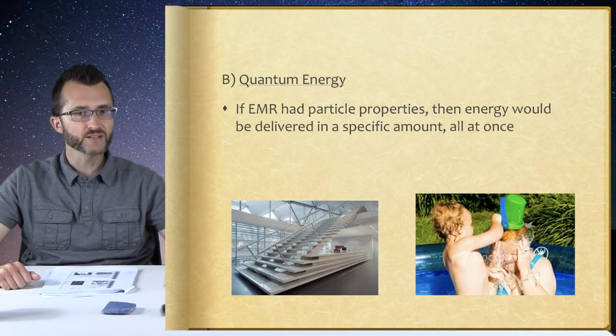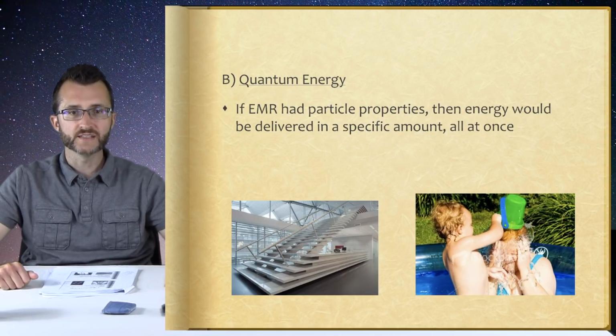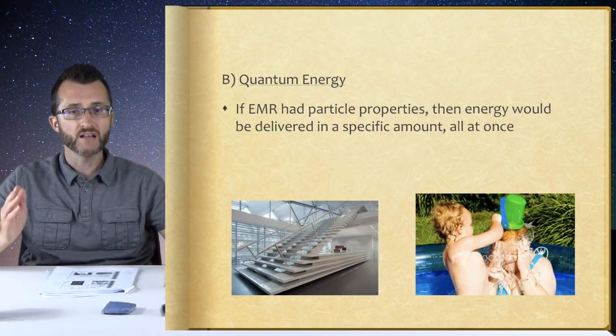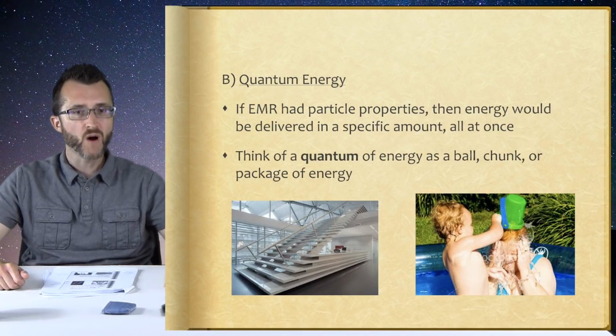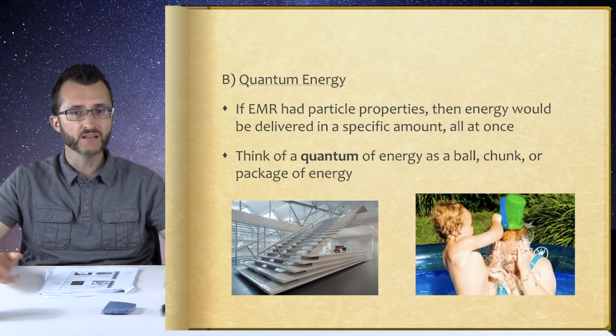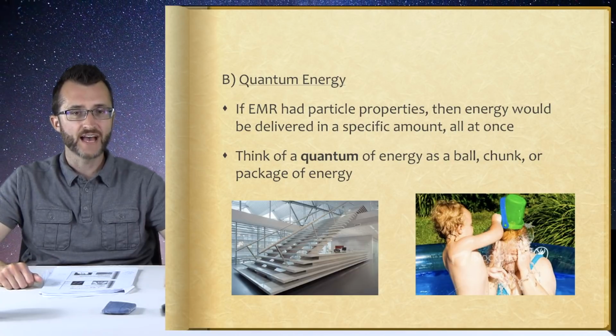Quantum energy. If EMR had particle properties, then energy would be delivered in a specific amount all at once. Think of a quantum of energy as a ball, chunk, or package of energy. So quantum energy, unlike continuous energy, is all at once.